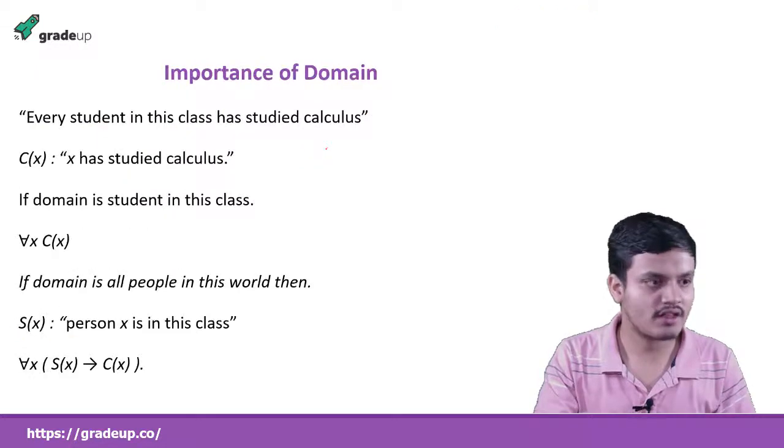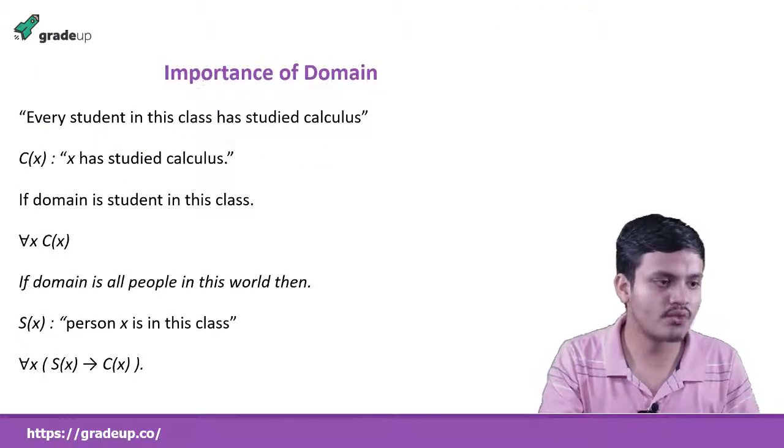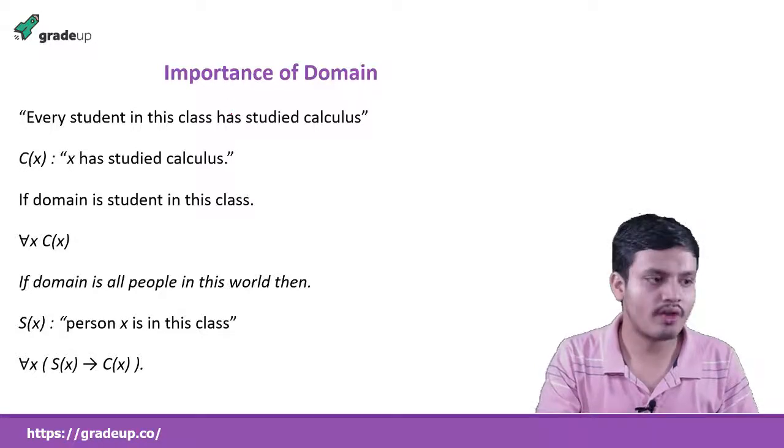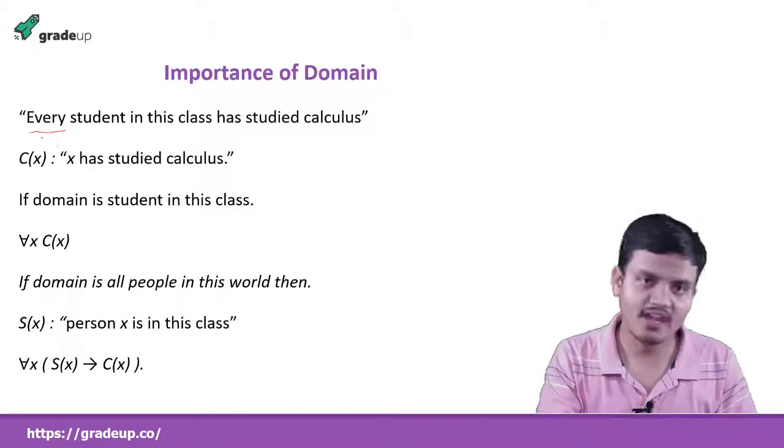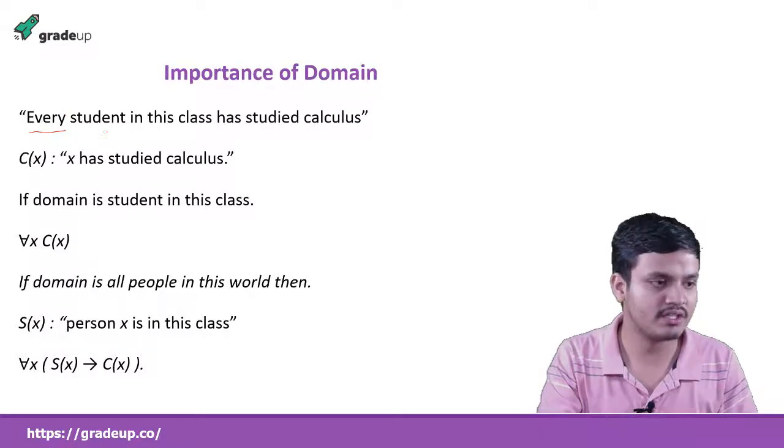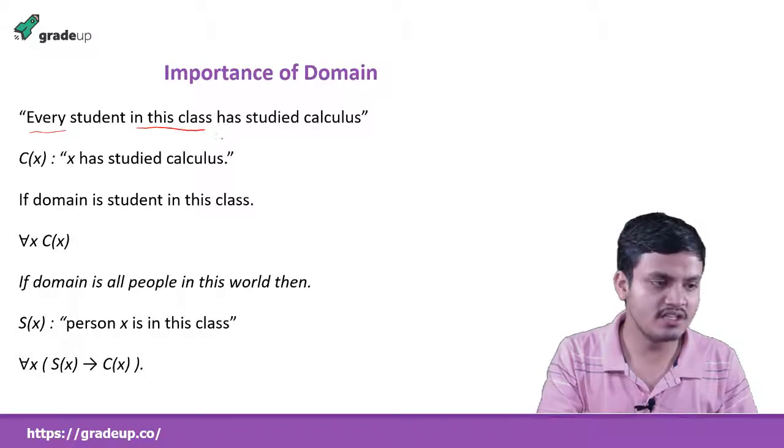So now let's see another example. Importance of domain. Domain is very important. Like see this statement: every student in this class has studied calculus. So the first word is "every". You will be thinking that we should use for all x. Yes, we have to use for all x. Every student in this class has studied calculus.